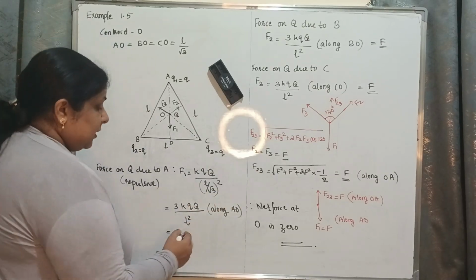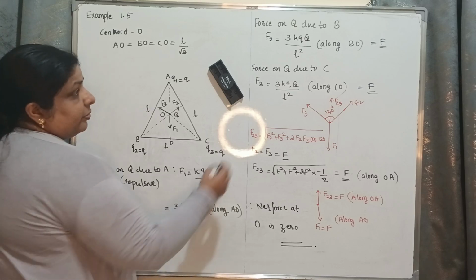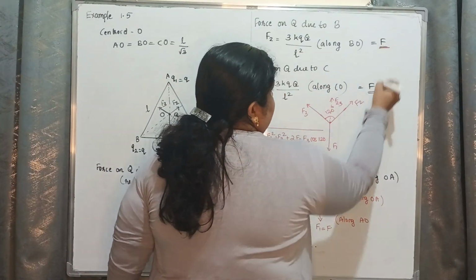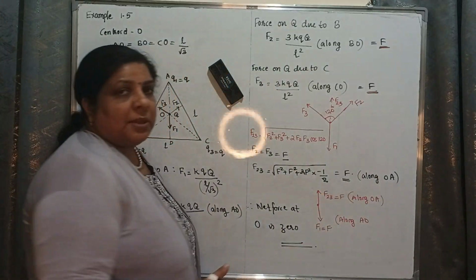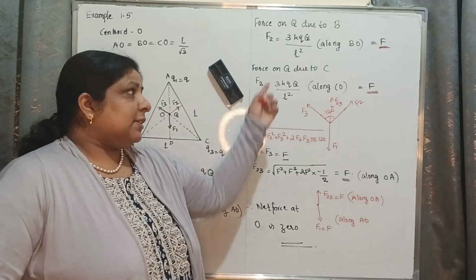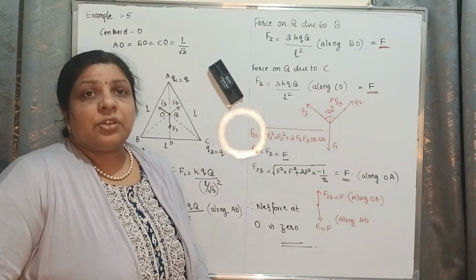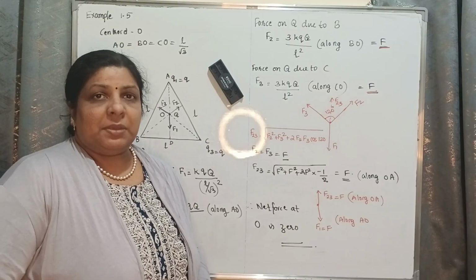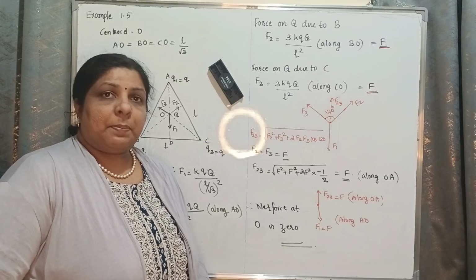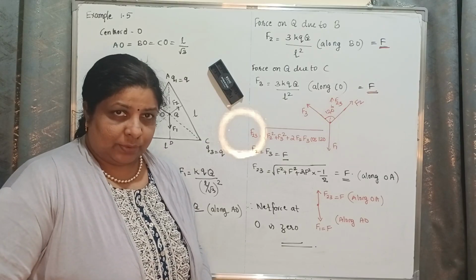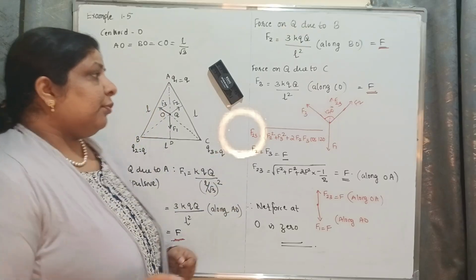So I'll just represent it using F for simple representation, so that the calculation will be easy, only for that purpose. Finally, I will substitute if required. Since all the three forces acting on capital Q due to A, B, C are the same, I will represent it with capital F. Now let us see the forces.